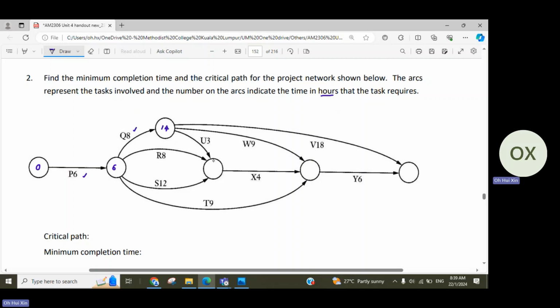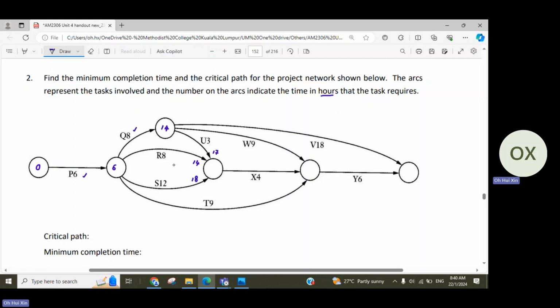Okay, so for this one, you need to be careful. You see that there are 3 arrows directing to the same checkpoint, right? So 14 plus 3, by the time you complete U will be 17 hours. By the time you complete R, it will be 14 hours. By the time you complete S, it will be 18 hours.